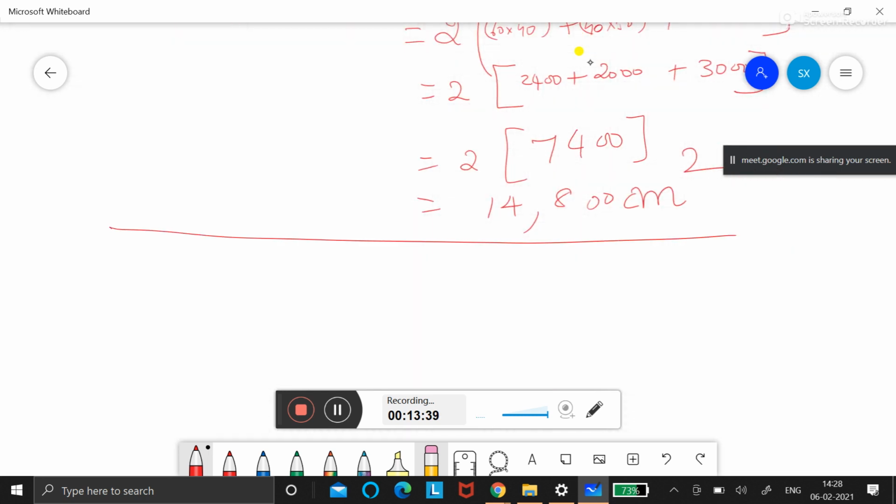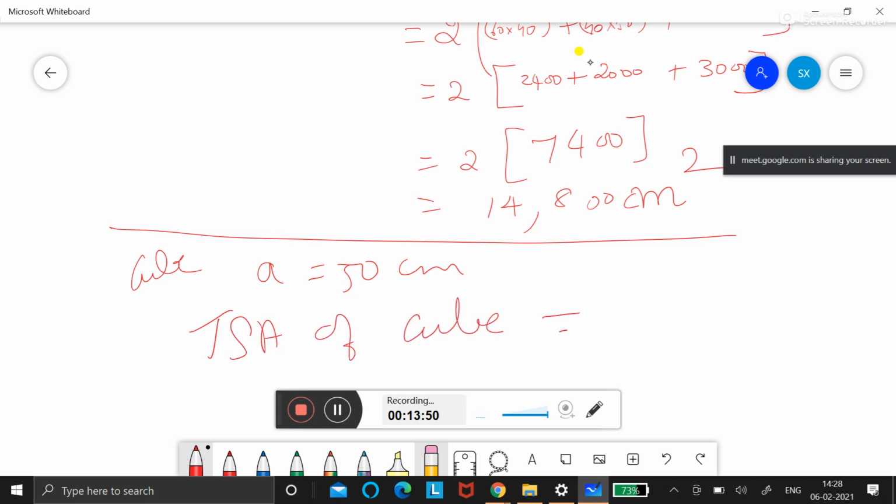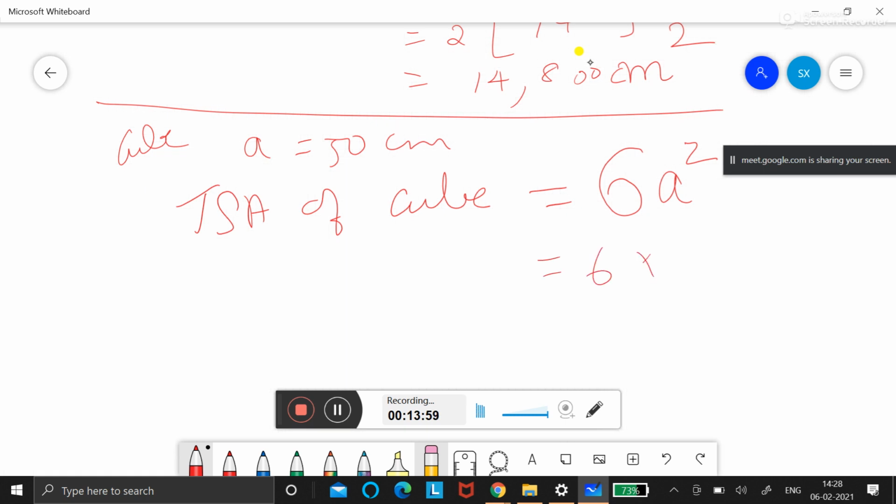Now cube. Now everything is same. A is equal to 50. Correct? For cube, now we are going to do TSA. What is the formula of TSA of a cube? 6a square. So 6 into 50 into 50. So 50 50s are 2500 into 6. How much? 15,000 centimeter square.